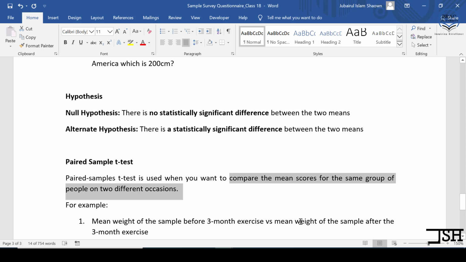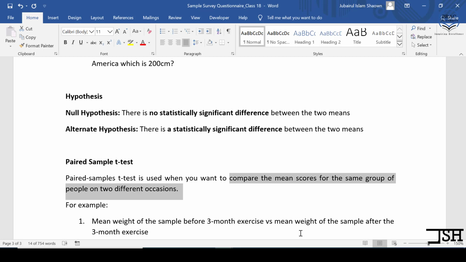So what happened here? We collected data on the weight variable from the same group of people twice. Now, after we have these two averages, then we can compare whether they're statistically significantly different or the same. My next question is, why are we even comparing this? Why do we want to compare these two means?